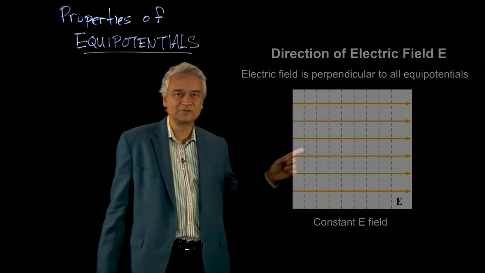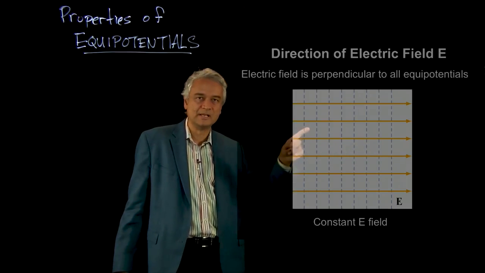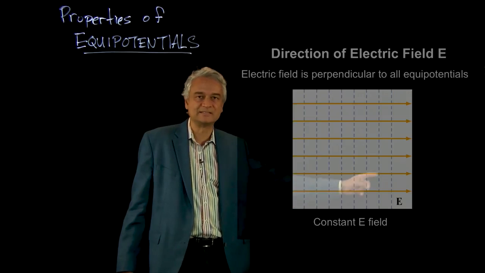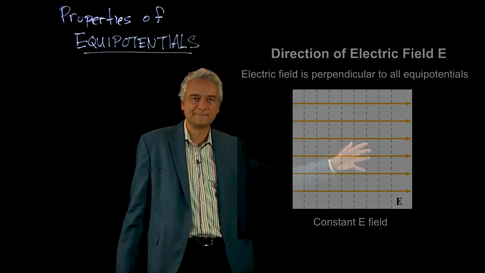So how do I show a constant electric field? Well, I have electric field vectors that are everywhere horizontal. They're all pointing in the same direction. And the electric field not only is everywhere pointing in the same direction, but it has the same magnitude everywhere. That's a constant electric field, shown by the yellow arrows.